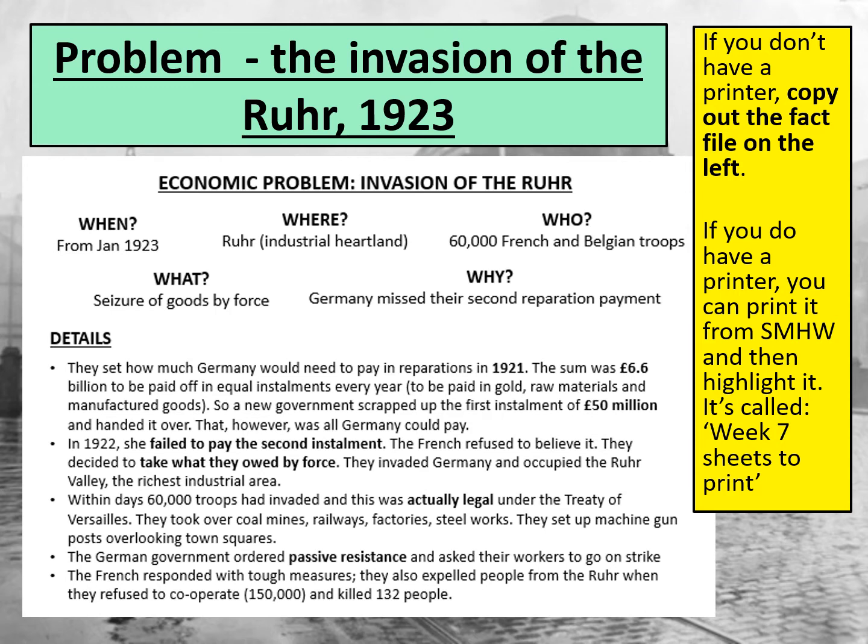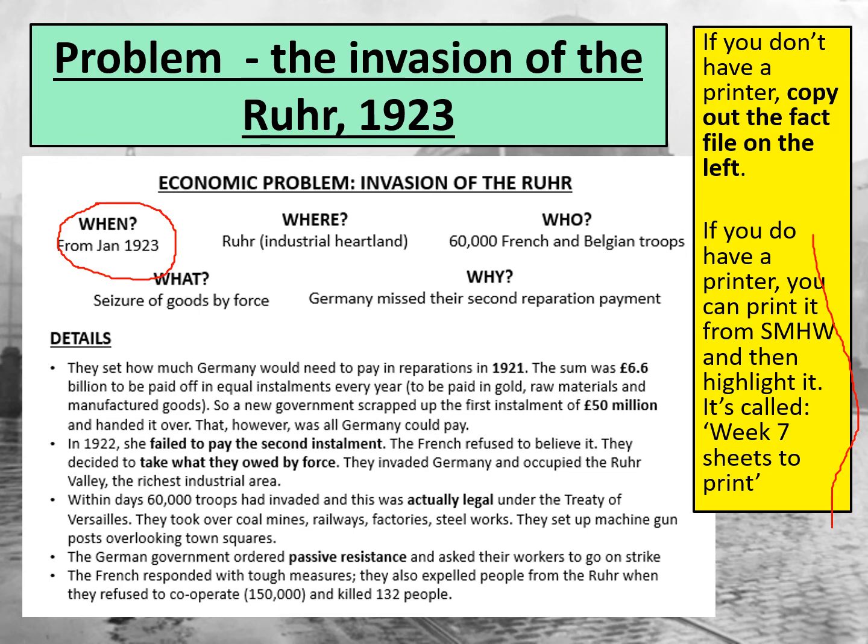So we want to make sure our notes are really good and that we're ready to be able to revise from them. Now, if you have a printer, you can print it from Show My Homework. The document's just called Week 7 Sheets to Print, and then there's 2 pages there. But if you don't have a printer, that's absolutely fine. Then you just need to copy down this fact file that's on the left. So let's talk through it so that you can then pause it afterwards and then make your notes. So when did this happen? As we've already mentioned, this happens from January 1923.